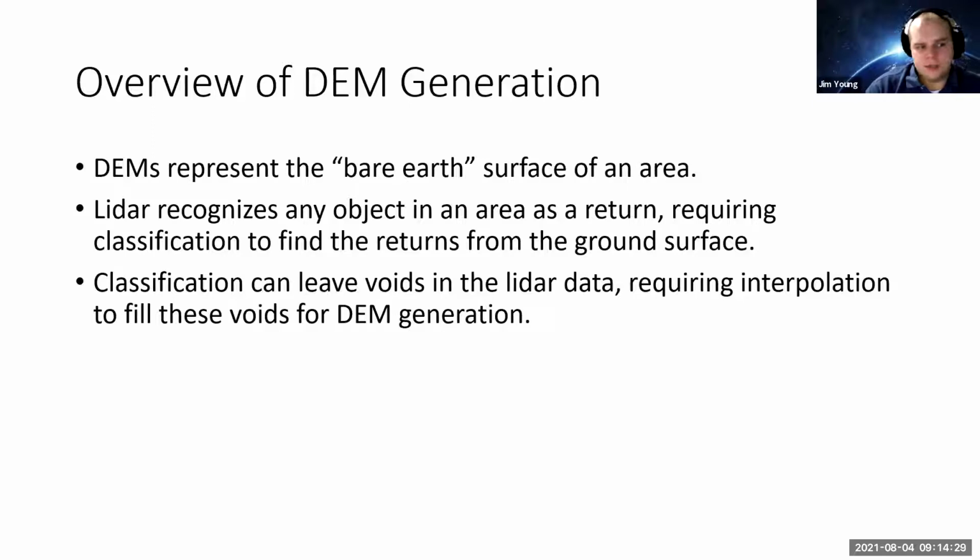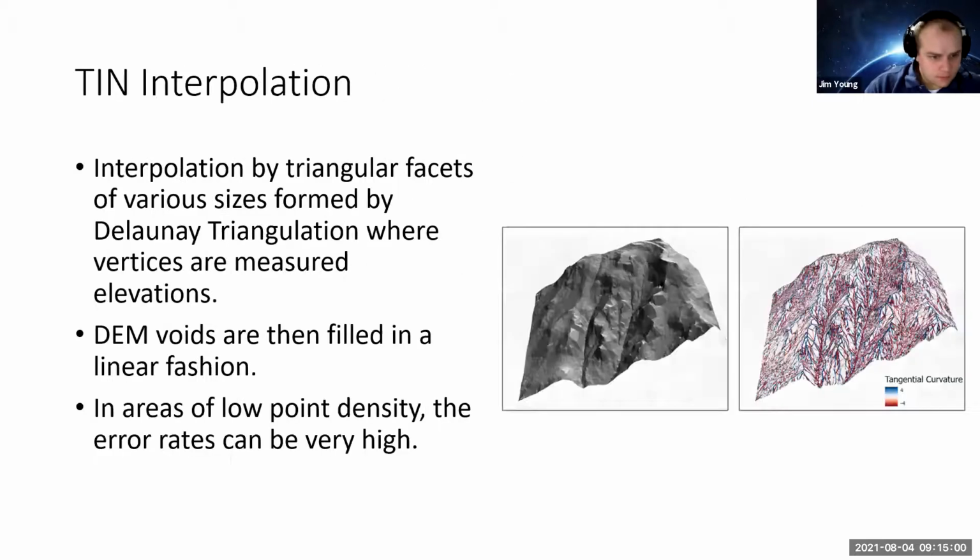So now we get into DEM generation. DEMs represent the bare earth surface of an area, and these are often created using LiDAR. LiDAR recognizes any object in an area as a return, and each return requires classification to find what you would consider the true ground surface. Classification can usually leave voids in the LiDAR data as you get ready to generate these DEMs, and it requires interpolation to fill these voids.